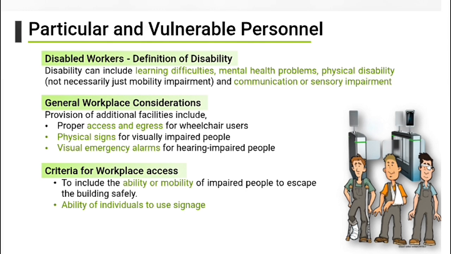Criteria for workplace access. The workplace should meet specific criteria to ensure access and safety for disabled individuals, including safe building escape. The workplace should be designed to allow individuals with impaired mobility to escape the building safely during emergencies. This may involve accessible emergency exits and evacuation procedures tailored to their needs. Signage usability. Signage within the workplace should be designed to accommodate the needs of individuals with various impairments, ensuring that everyone can effectively use and understand signage throughout the premises.